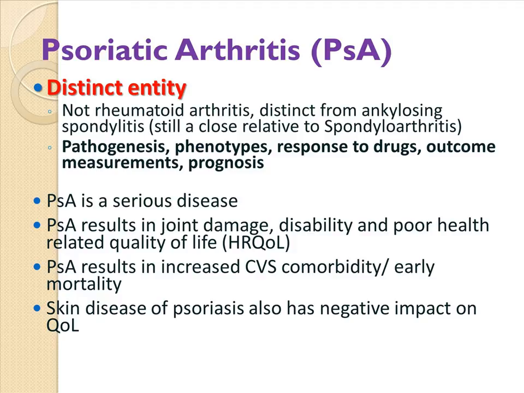Psoriatic arthritis is a distinct entity. Previously, we recognized it as a form of rheumatoid arthritis and a close relative of spondyloarthritis. But now we recognize it as a distinct entity which has different pathogenesis, different phenotypes, different response to treatment, and different outcome measures and prognosis.